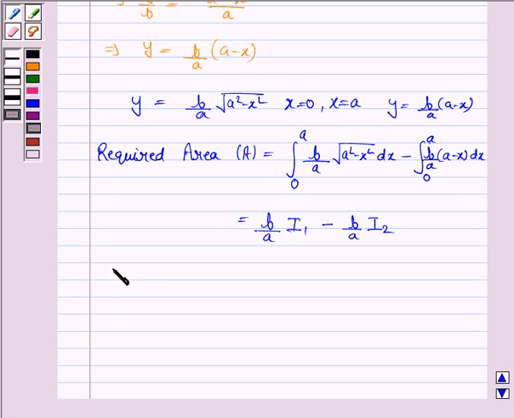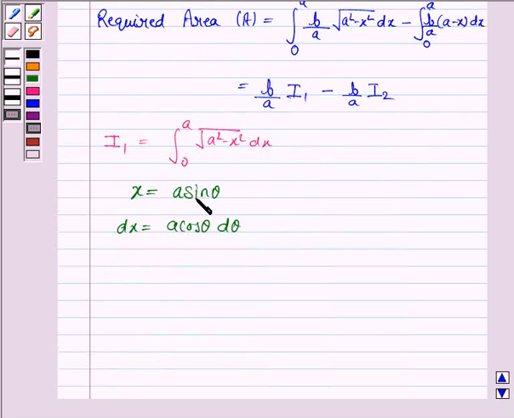Now we solve I1. I1 is the integral 0 to a under the root a square minus x square dx. Now to solve this integral, we'll use the substitution method and we'll put x is equal to a sine theta. So dx is equal to a cos theta d theta.